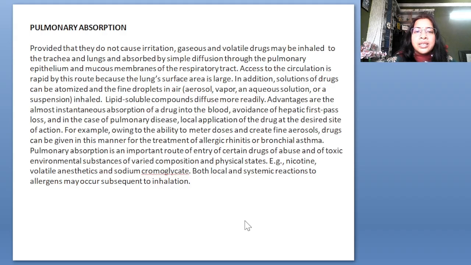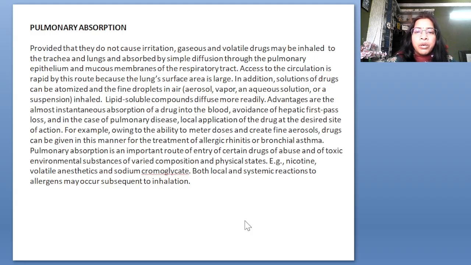Access to the circulation is rapid by this route because the lungs' surface area is large. In addition, solutions of drugs can be atomized, and the fine droplets in air, aerosols, vapor, and aqueous solution or a suspension are inhaled. Lipid-soluble compounds diffuse more readily. Advantages are the almost instantaneous absorption of a drug into the blood, avoidance of hepatic first-pass loss, and, in the case of pulmonary disease, local application of the drug at the desired site of action is possible.